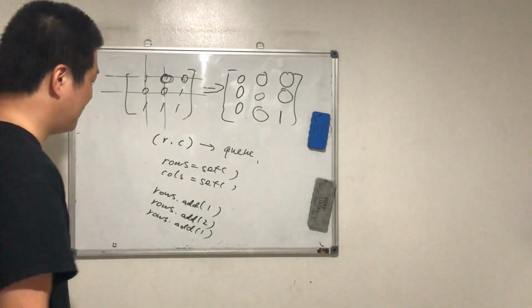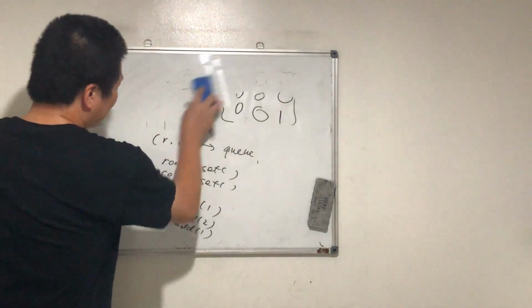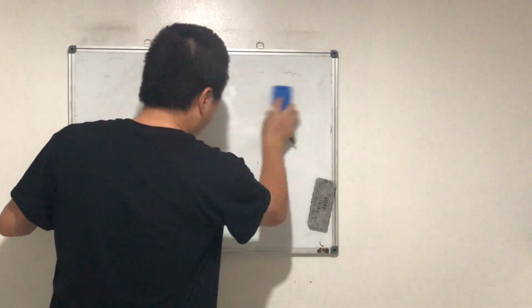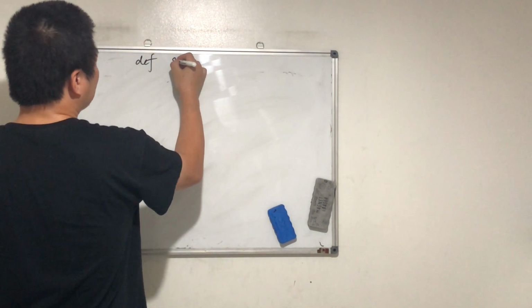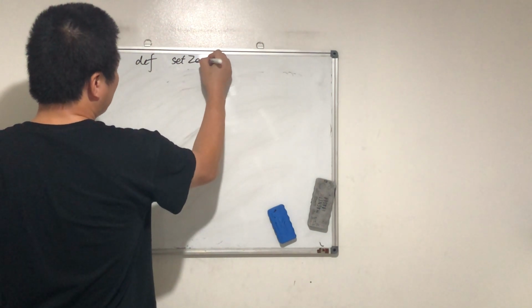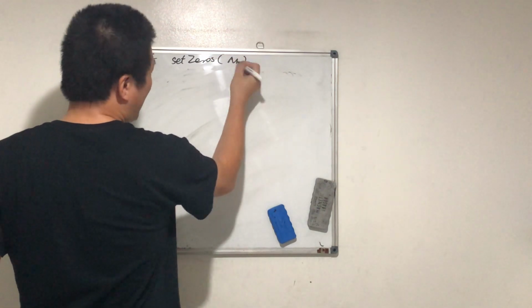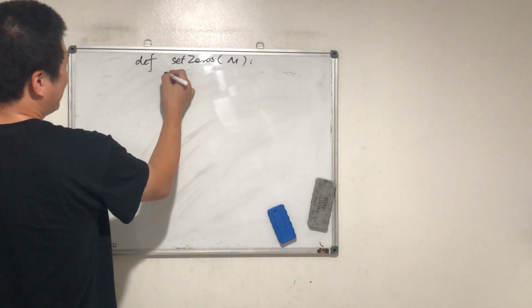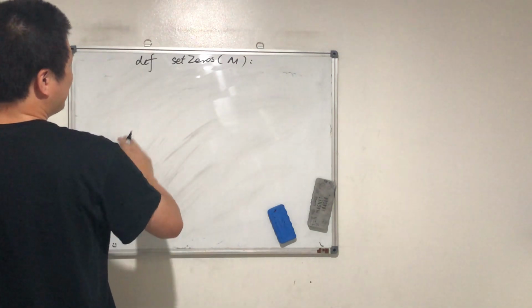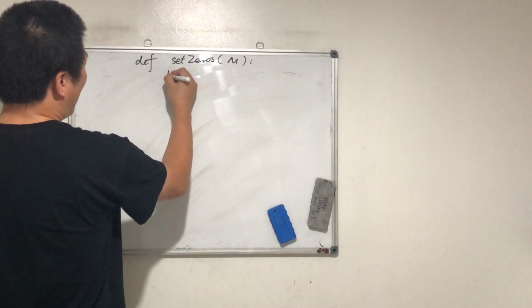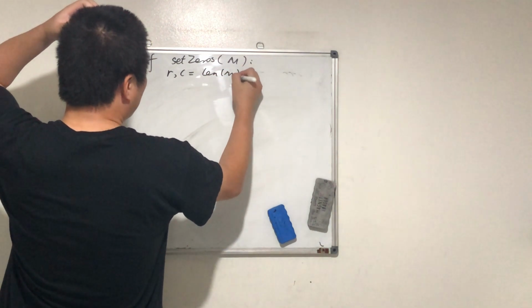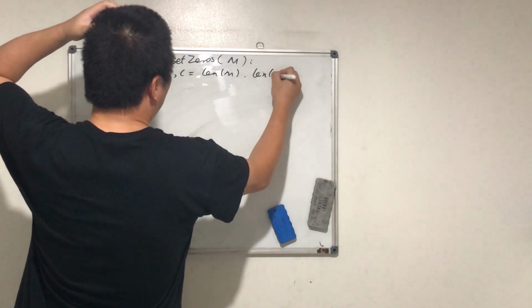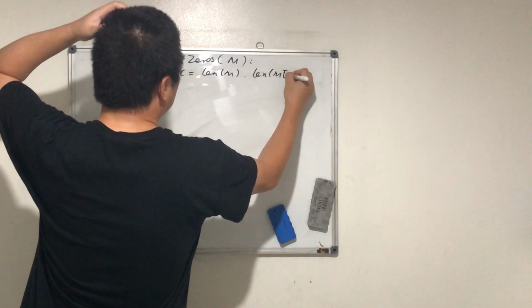That's it. Okay, let's go at it. This is not a difficult question, it's a medium. Define setZeros, with the matrix as M. First of all, we need to remember the number of rows and columns. So let's do this: R, C equals length of M and length of M[0].